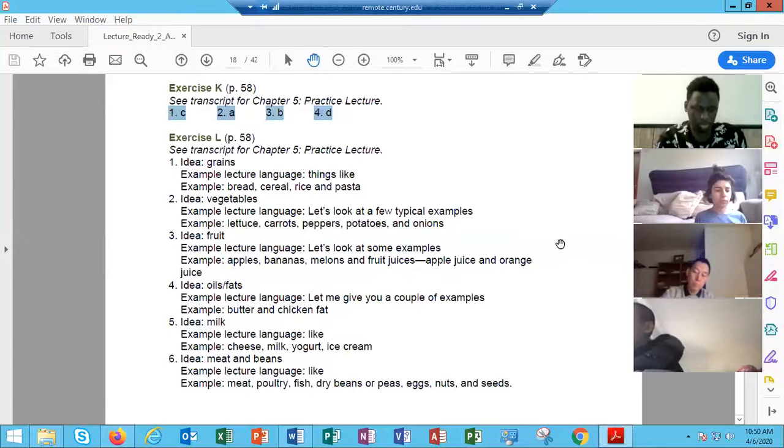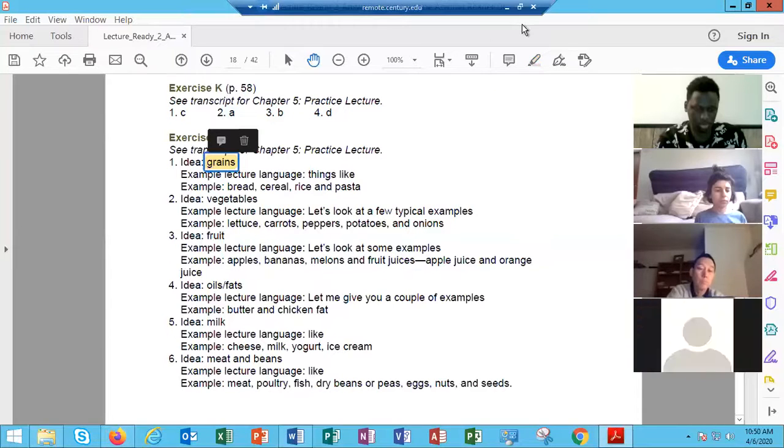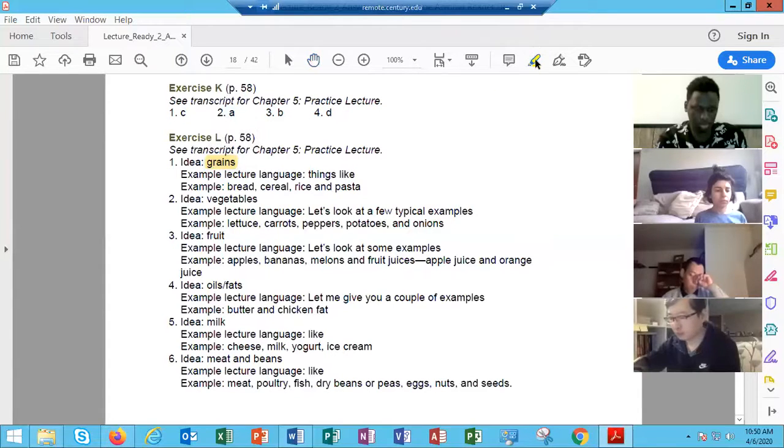Then they go on to the examples, and I specifically had asked you, when they talk about grains, you probably know some examples of grains, but I asked you to listen to the lecture and use the ones they give you in the lecture. So the lecture language here is like, and then the examples they give are bread, cereal, rice, and pasta.